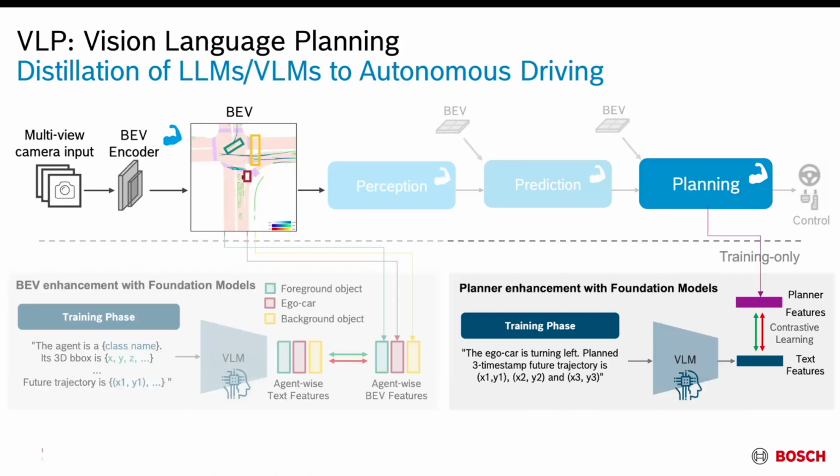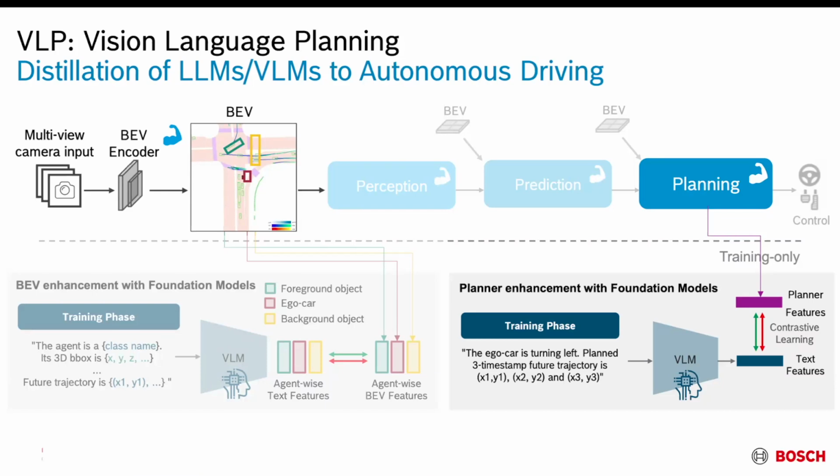And I can do the same thing for my planner as well. Let's say that my planning is now a different thing, right? So on the planning phase, I can construct a new language here. For example, the ego car is turning left, because I'm in the training time, and I also know where it's supposed to be. And this is the plan, 3 time steps, like future trajectory, XY coordinates I inputted. And now I can get these text features and then align it with my predicted futures. So I'm bringing additional supervision, a ground truth supervision here.